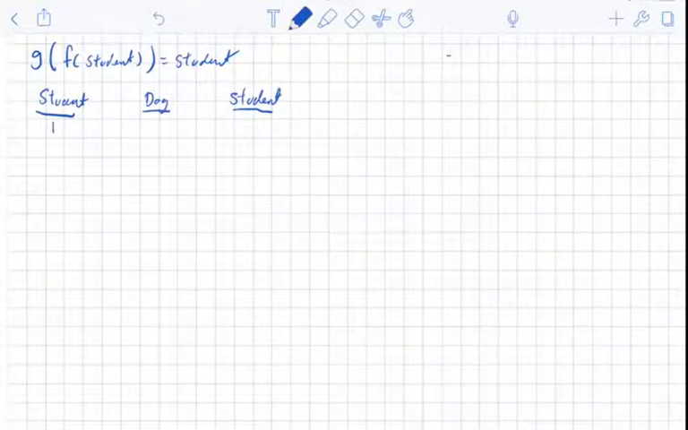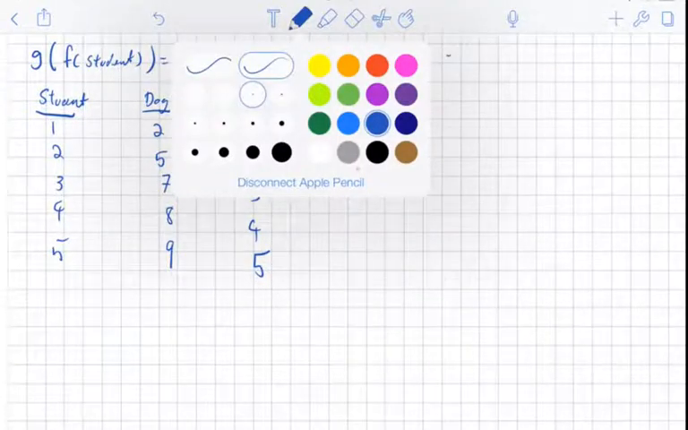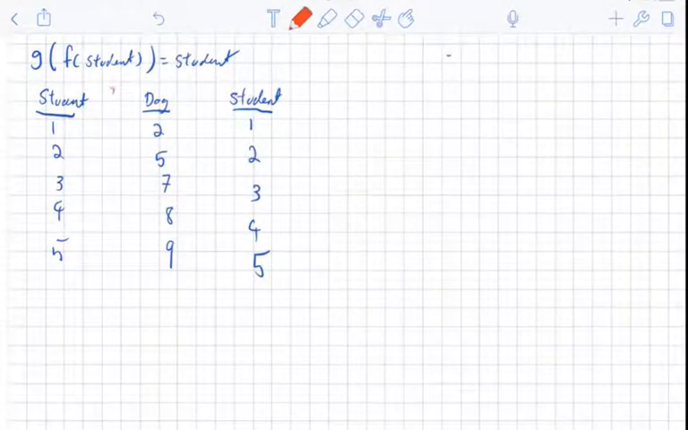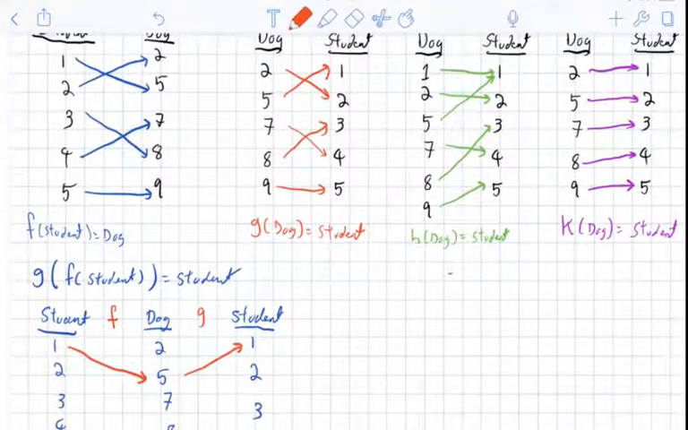1, 2, 3, 4, 5. 2, 5, 7, 8, 9. 1, 2, 3, 4, 5. So what we're looking for here is you write out the function f and the function g. So f starts with student 1, goes to dog 5, and g takes you back to 1. You look up on your original table. 2 starts at 2 and goes to dog number 2, and dog number 2 goes back to 2.